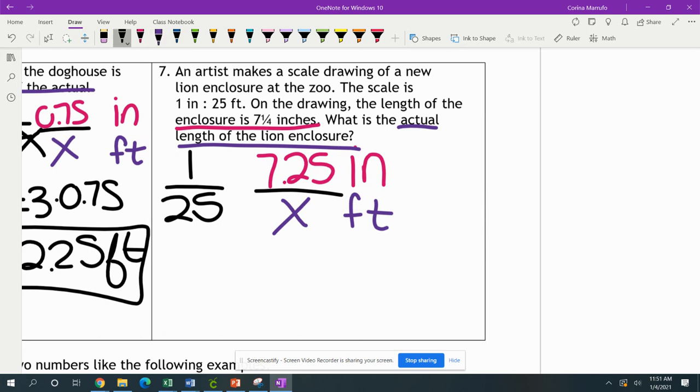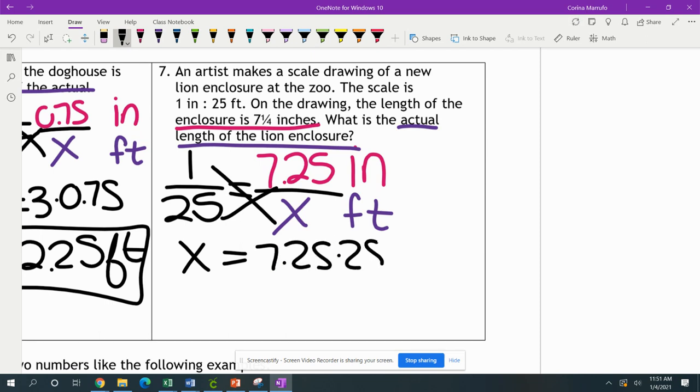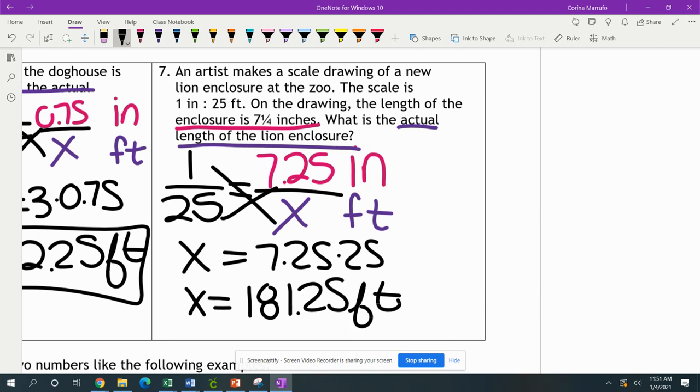So we go ahead and put the X there, and we cross multiply. So we move the X up with the 1, and then we move the 25 up with the 7.25. So when I multiply 7.25 times 25, that gives us X equals 181.25, and the actual lion enclosure is in feet.